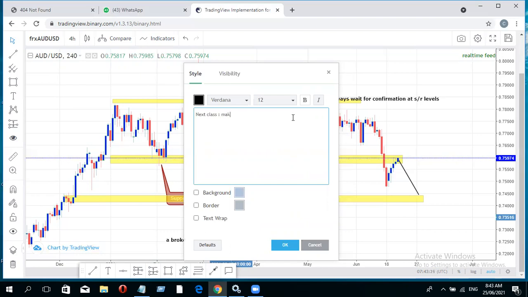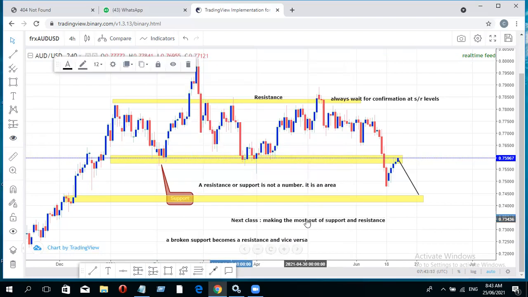In our next class, I'm teaching you how to make the most out of support and resistance. I will tell you when to stay away from a support and a resistance, when it's likely going to break, the things you should look at when price comes to support. The kind of candlestick patterns you should see, the kind of movements. I will tell you some indicators to use to help you know when this is going to turn.